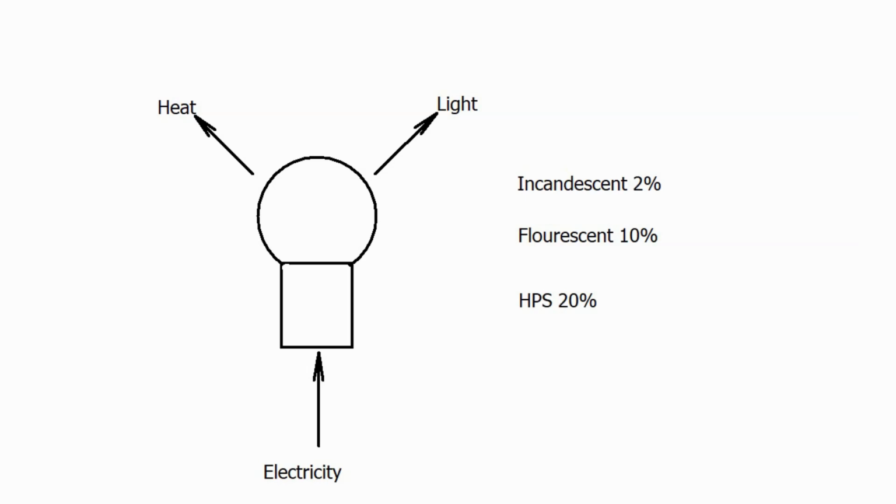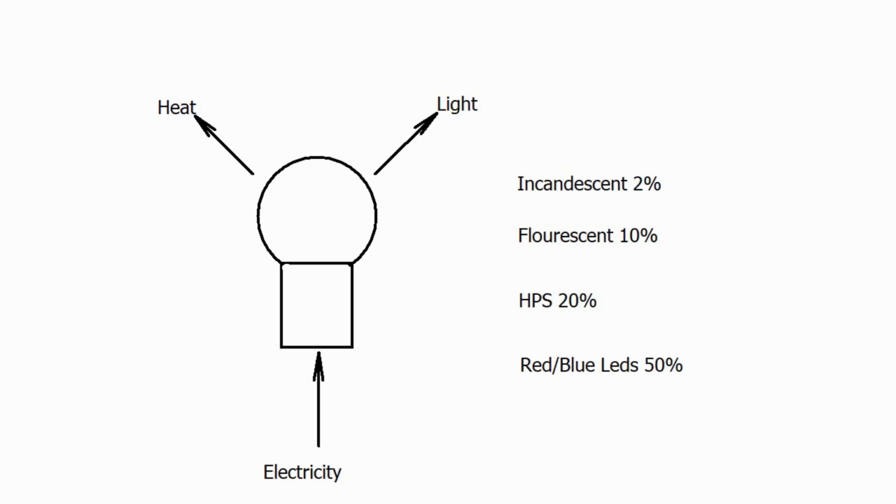HPS, 20% efficiency. That's why it got used for growing, and still is. So you put 100 watts in, you get 20 watts of light out. Now that allows us to calculate how much light your 600 watt HPS, which is the sort of standard grow light, puts out. It puts out 120 watts of actual light. That's important because it allows us to calculate how much LED power we need to equal it.